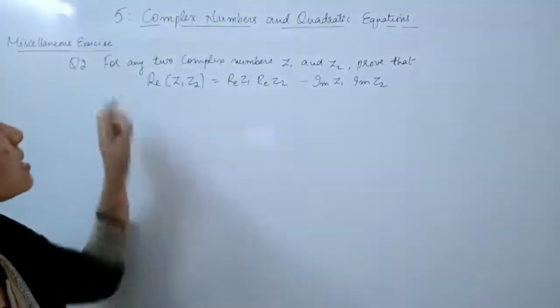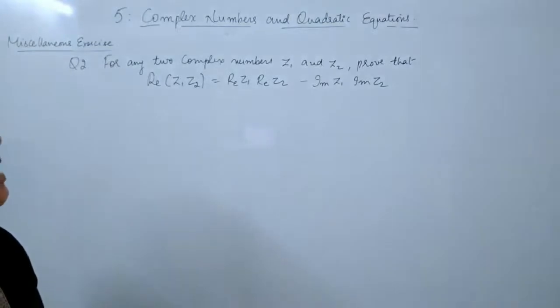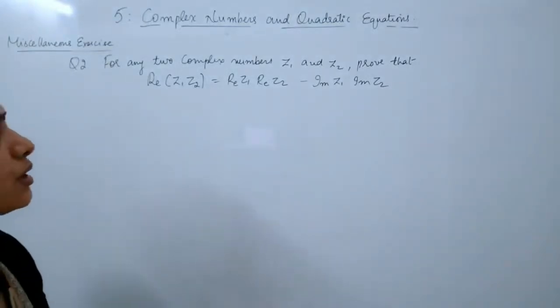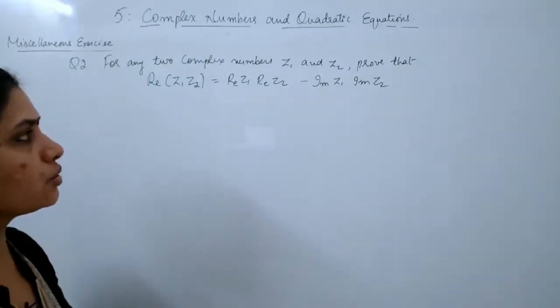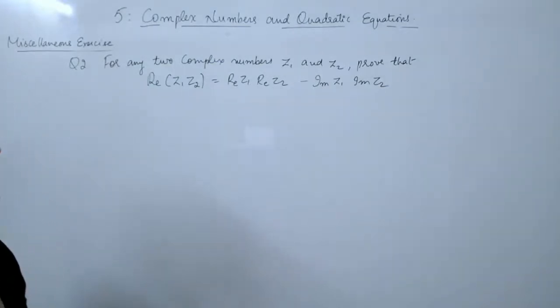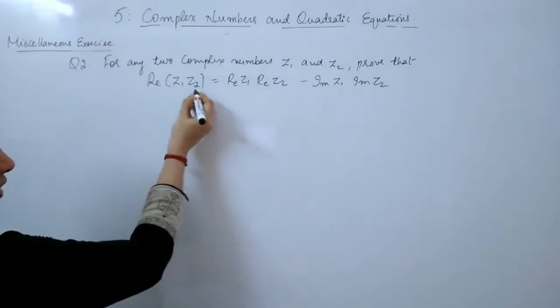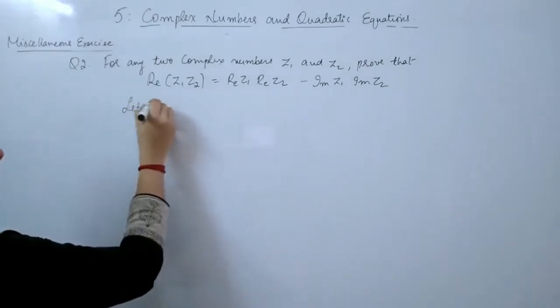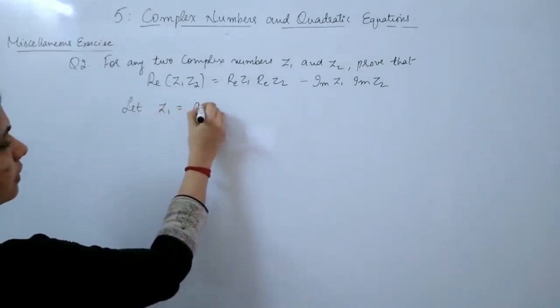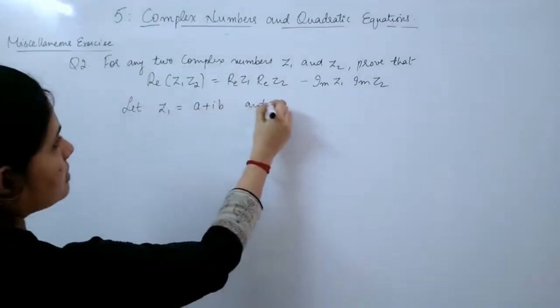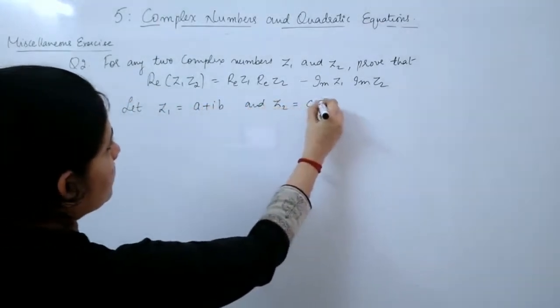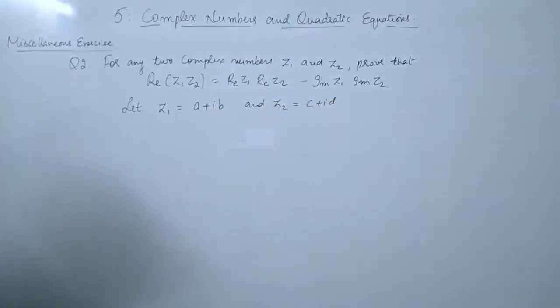Question number 2 is, for any two complex numbers z1 and z2, prove that the real part of z1 z2 is equal to the real part of z1 into the real part of z2 minus the imaginary part of z1 into the imaginary part of z2. For doing this problem, we just take z1 and z2. Let z1 be a plus ib and z2 be c plus id. You can take any two complex numbers in this form.